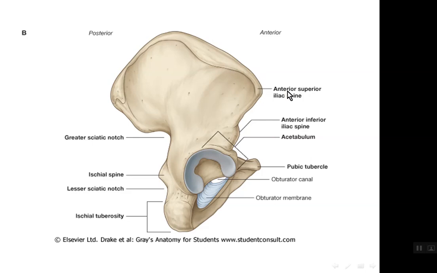Below the anterior superior iliac spine, we have another spine, which is located inferiorly, and its name is the anterior inferior iliac spine. Of course, in the posterior aspect we also have another spine, which is the posterior inferior iliac spine. So we have 4 spines in the iliac part, whose names I told you.